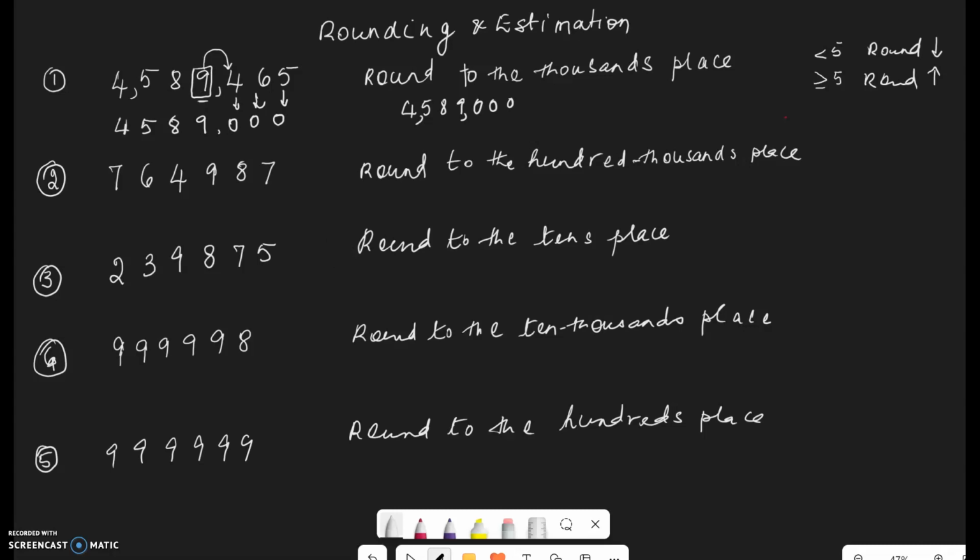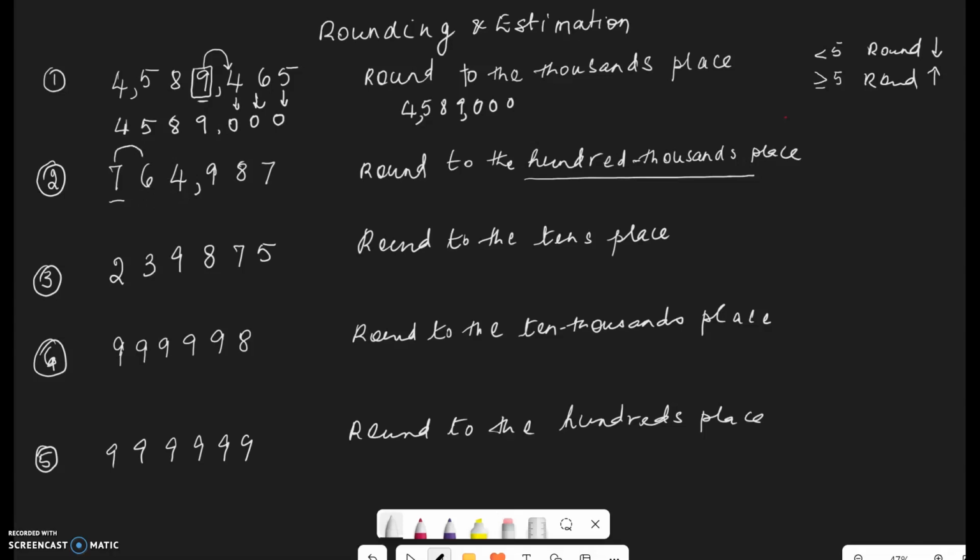So the next question, round to the 100,000s place. We need to locate the 100,000s place. So let's put our commas. The digit before the comma is the thousands place. This is the 10,000s place, and this is the 100,000s place. So we've located the 100,000s place. All we care about is the digit in the 100,000s place.